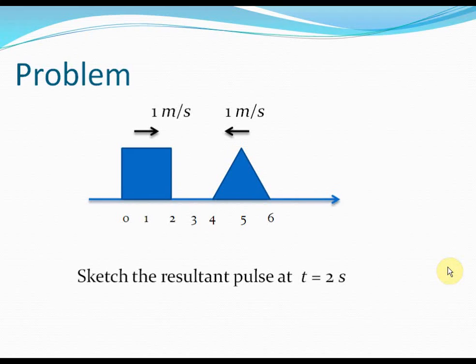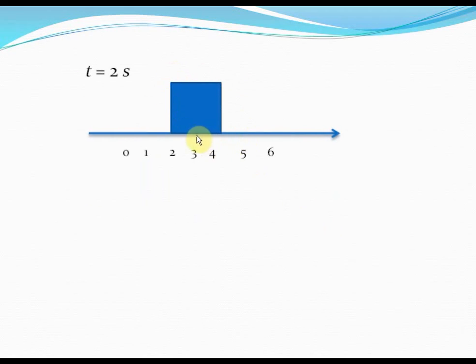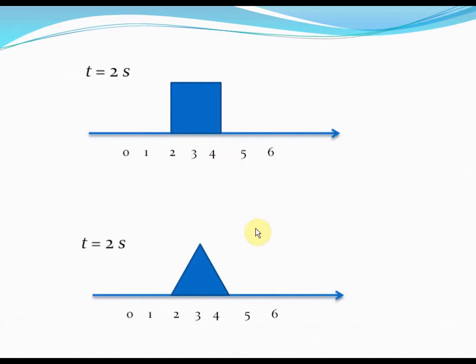Now we have to see how the final pulse formed by the interaction of both these pulses at x equal to 3 looks like. So here, this is the square pulse at x equal to 3. This is the figure of the square pulse had there been no triangular pulse. This is the figure of the triangular pulse at x equal to 3 had there been no square pulse. Now what we have to find is the final resultant of both these pulses. But we already know that the resultant of any two pulses is simply the addition of the displacements caused by the pulses at any time.